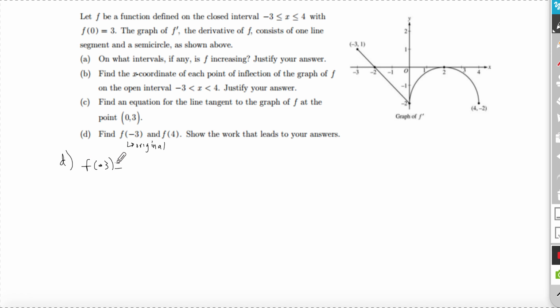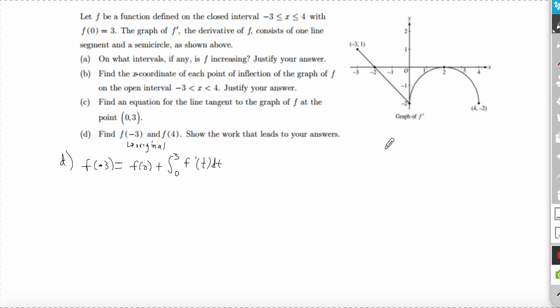I'm given a derivative and I'm given an initial value. So f of negative 3 is going to be equal to that initial value, f of 0, plus the integral from 0 to negative 3 of f prime, like that, right? Because this will take my initial value and then add on to it. How much is f going to change from 0 to negative 3?